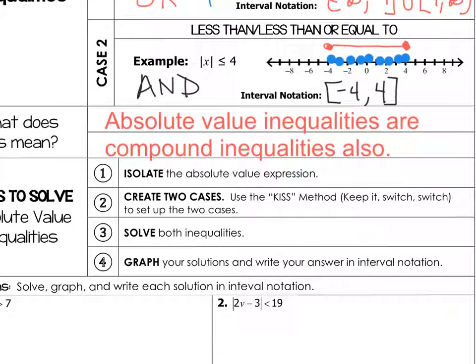All right, so we first want to isolate the absolute value expression, and then we're going to create two different cases. So we need to create a case for the positive value and a case for the negative value, and we'll see both of those. Then we're just going to solve both of those two different cases, graph the solution, and write your answer in interval notation. All right, so let's start with problem 1.